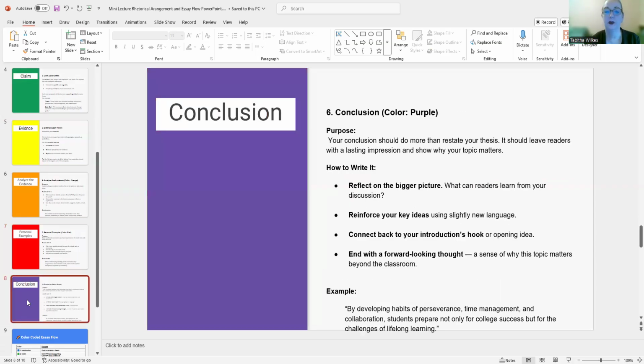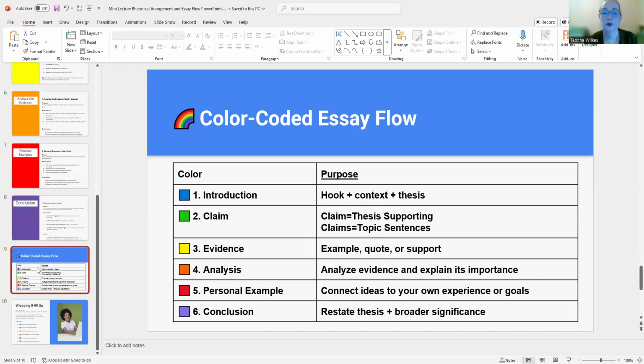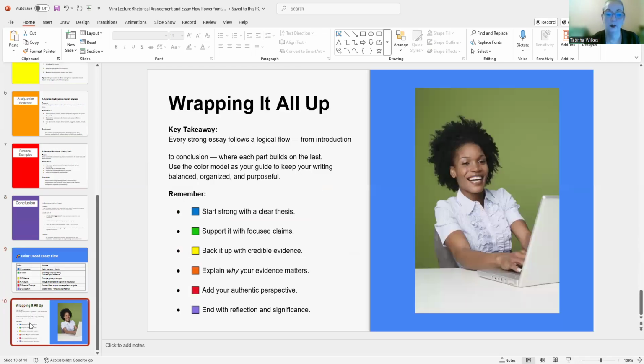And then your last paragraph is your conclusion, where you reflect on the bigger picture, which is the second half of our thesis statement. Remember, we listed out our 3 habits, and then we did the so what. And so the so what is your bigger picture, your reflection, and your forward-looking thought. So that is what it looks like. And that is how we wrap it up.